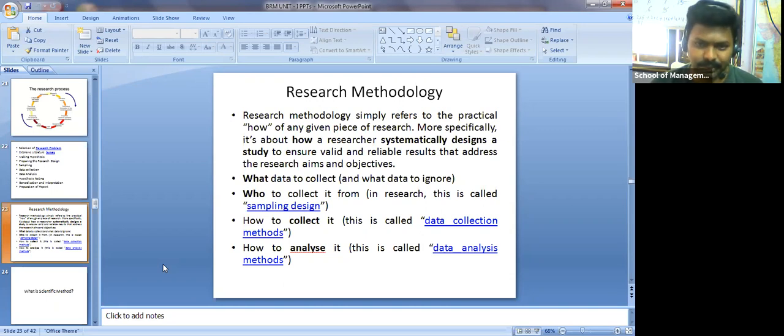Research methodology may consist of your sample size, your method of research, how you are going to collect the data, what about your population, how about your sample size, and what type of techniques you are applying, and everything, which is called planning. As I said, research design, same thing which I'm talking about. Research methodology simply refers to the practical how of any given piece of research, or more specifically it's about how a researcher systematically designs a study. How systematically you design a study is called research methodology.